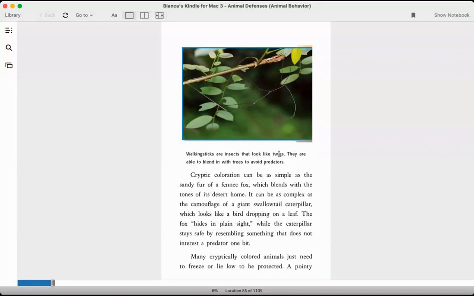Walking sticks are insects that look like twigs. They are able to blend in with trees to avoid predators. Can you see the walking stick here?